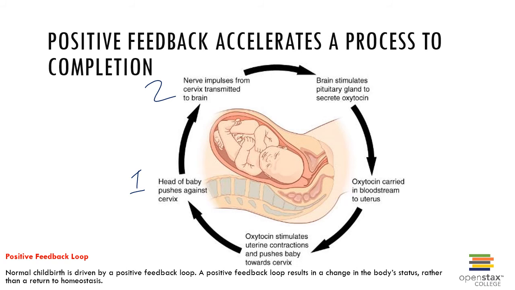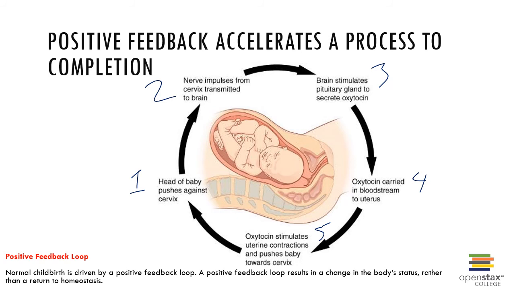The brain says, oh, the baby's coming. So it releases oxytocin from the pituitary gland. This oxytocin is carried in the bloodstream to the uterus, and the oxytocin stimulates uterine contractions and pushes the baby's head towards the cervix. This stimulates the cervix even more, sending more nerve impulses to the brain to release more oxytocin, which is carried in the bloodstream to cause more contractions.